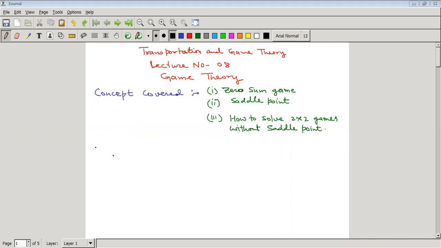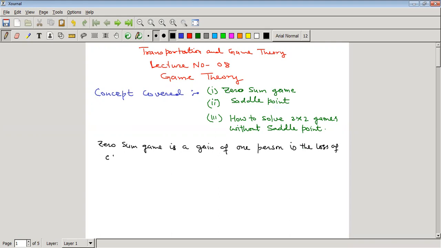So what is a zero-sum game? A zero-sum game is a gain of one person is the loss of the other person. Right? So zero-sum game means the gain of one person signifies an equal loss of the other person.